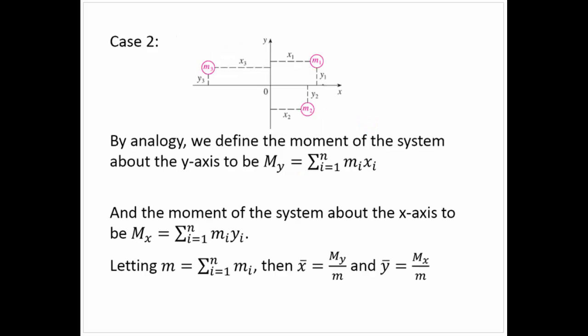By analogy, we define the moment of the system about the y-axis to be M sub y, given by the sum from 1 to n of mi xi. Notice that for the moment about the y-axis, we use the x-coordinates, because the moment about the y-axis is the tendency to rotate about the y-axis.